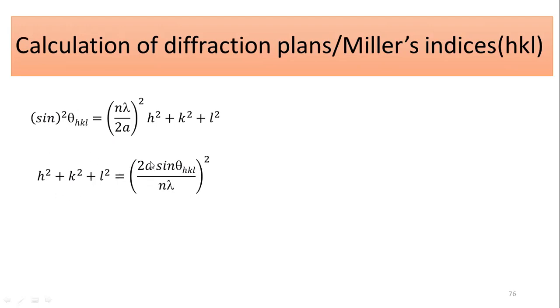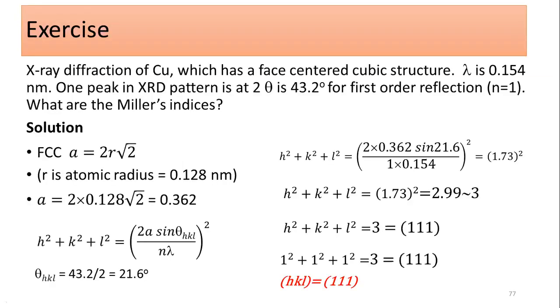Here, this intercept is required, theta is the diffraction angle, and n is any number, 1, 2, 3, the order, as explained in the Bragg equation, and lambda is the wavelength of the source of the X-ray. So let's start with an example.